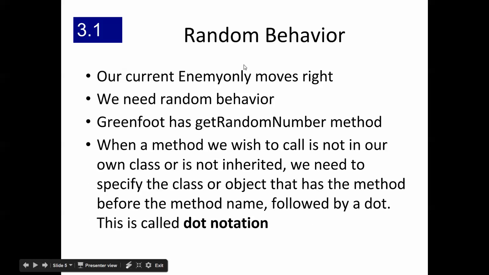Okay, so we need some random behavior. Our current enemy only moves right. We need random behavior. Greenfoot has a random number method. We know this from before. When a method we wish to call is not in our own class or is not inherited, we need to specify the class or object that has the method before the method name, followed by a dot. This is called dot notation, so you know what's coming. We're going to say something like Greenfoot.getRandomNumber.